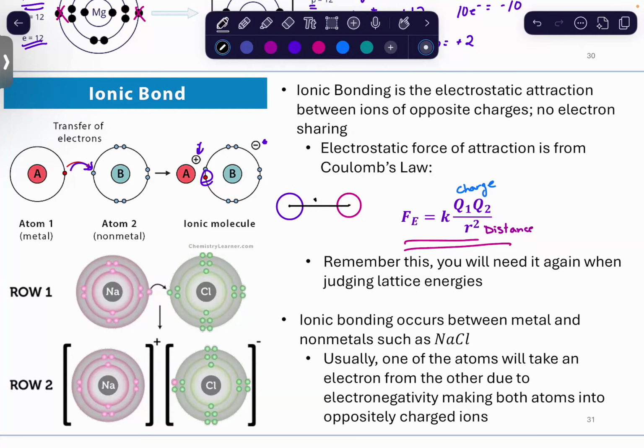You're not really going to be calculating this. I just want you to know where electrostatic force comes from, because you could be asked this in definitions, but Coulomb's law is what will be dictating the strength of ionic bonding. You want to make sure you're getting the basic idea of how Coulomb's law works, because you will need to think about it again when we get to judging lattice energies.